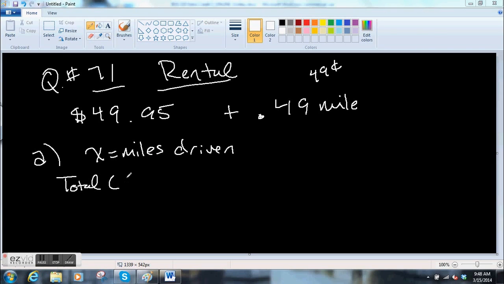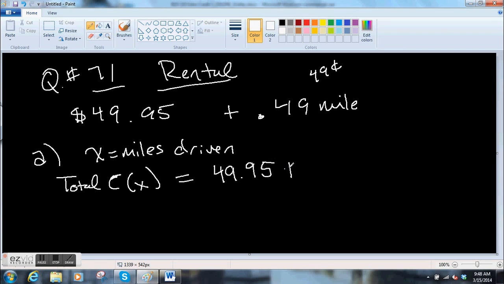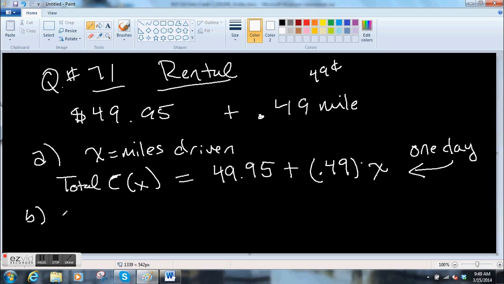So the total cost, I'll call it C, the cost, based on X miles, is going to be your $49.95 a day, plus you have to pay per mile, and X is the number of miles, so it's 49 cents times X. Okay, so this is only true for one day. You'll notice if you change the number of days, this function doesn't work anymore. So it's a little weird because you would think it would be a function based on the number of days and the number of miles, but we're keeping it simple to start with.